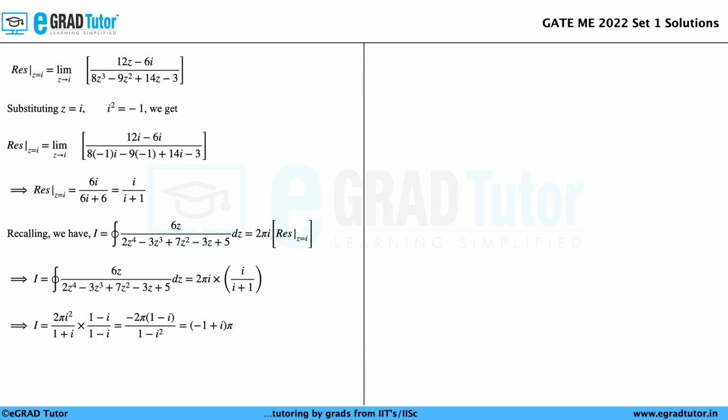Upon simplification, the value of integral turns out to be (minus 1 plus i) into pi. The correct answer for this question is option A.